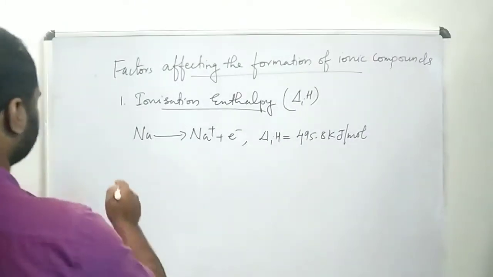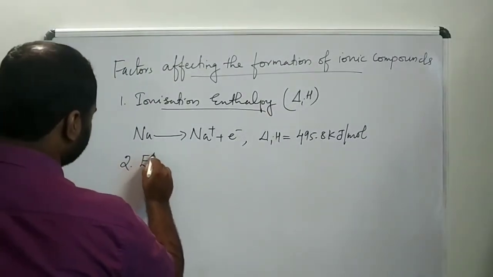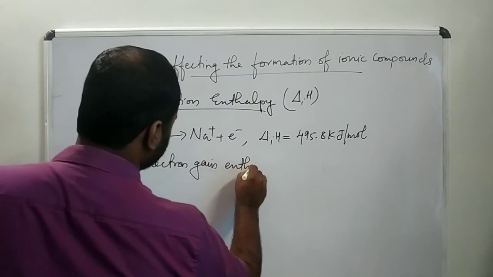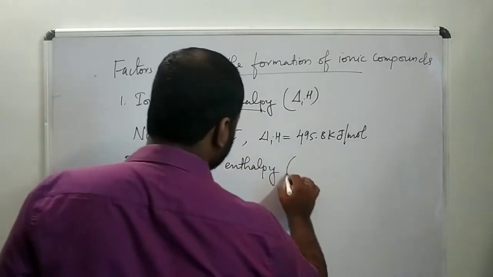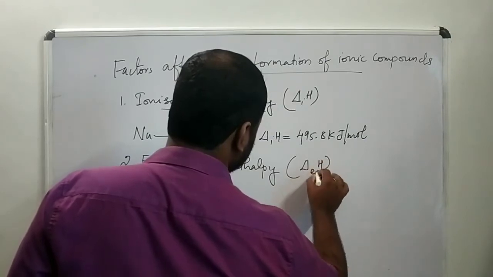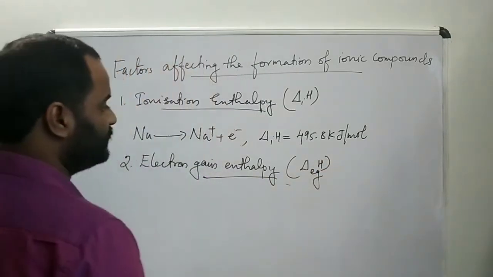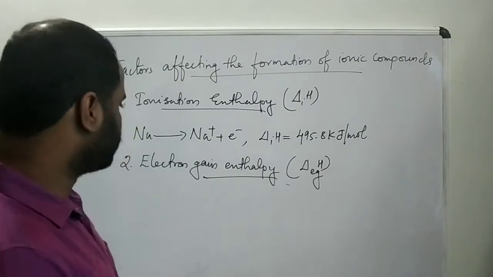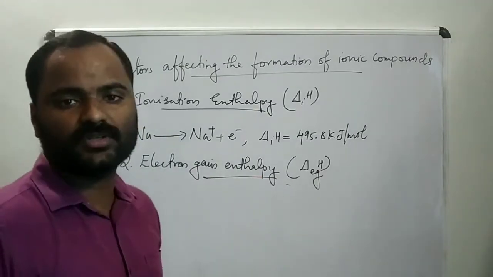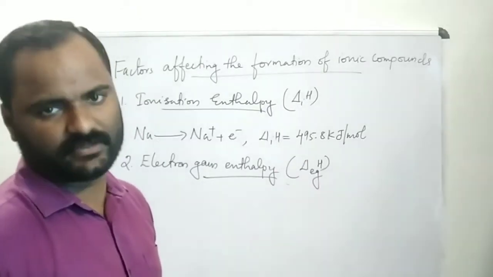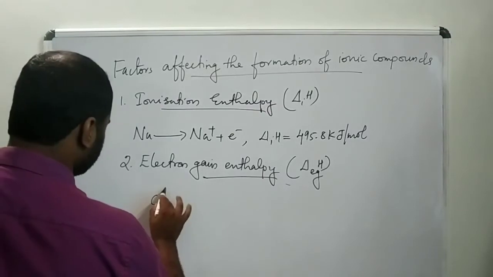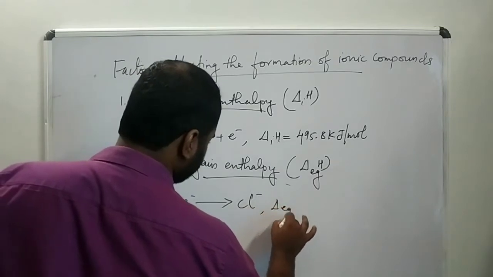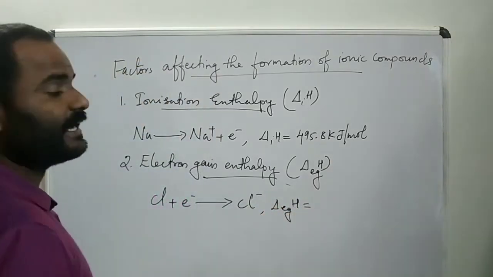The second point is electron gain enthalpy. It is represented by delta EGH. H means enthalpy, EG means electron gain, and delta means change. A negative ion is produced by the addition of an electron to an atom. For example, Cl plus 1 electron gives Cl-. Energy is released, so it is an exothermic reaction.